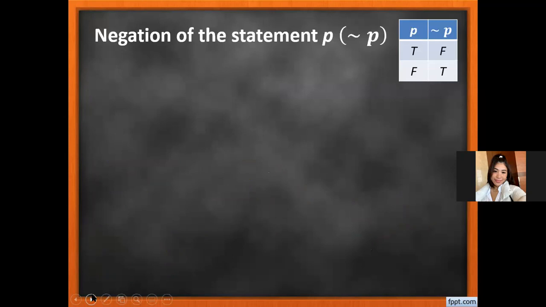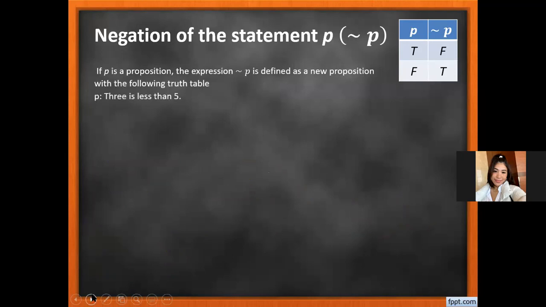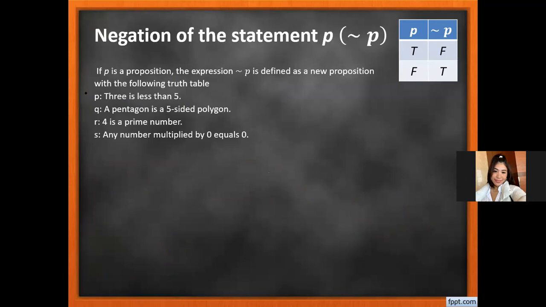So again, let's work on the negation of statement P. So using this one. So here, again, 3 is less than 5. So this is a true statement. This is a true statement. This is a false statement. And this is a true statement. So working on the negation of P. So negation of P is, it is not true that 3 is less than 5.